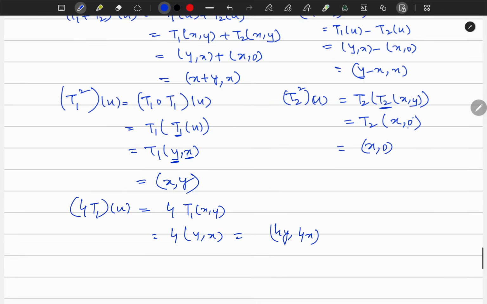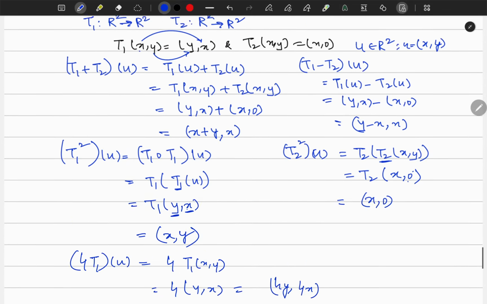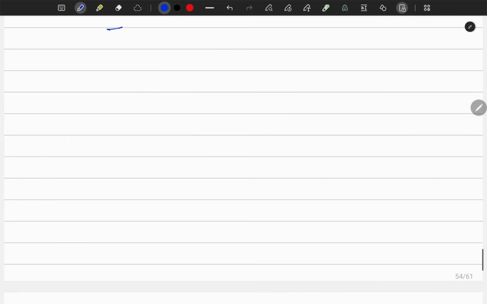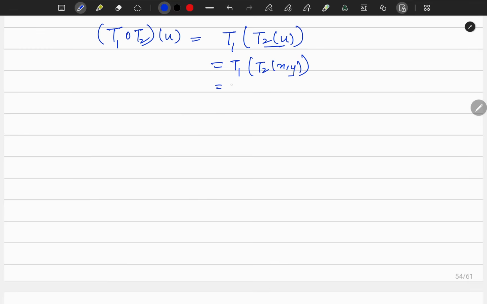But if you have the composition, that is T1 of T2, for example, they will say T1 of T2 of U, what will you do? You have to do T1 of T2 of U. So apply T2 first, that is T1 of T2 of x comma y. Apply T2 first, so that is x comma 0. Now apply T1.